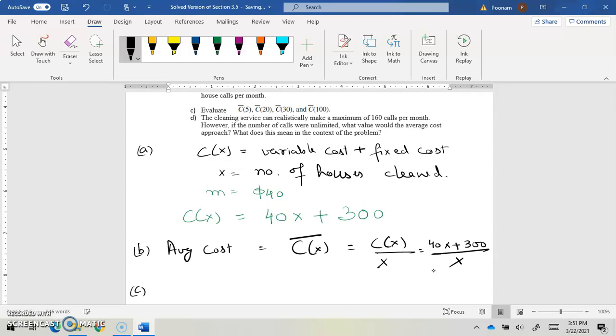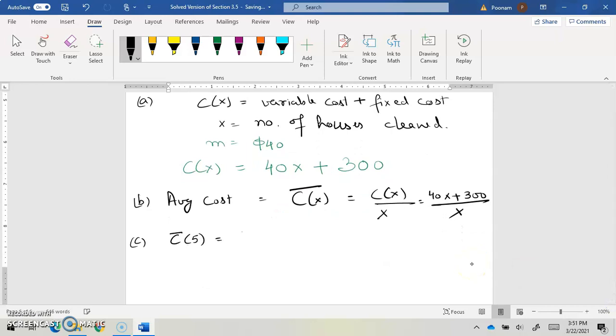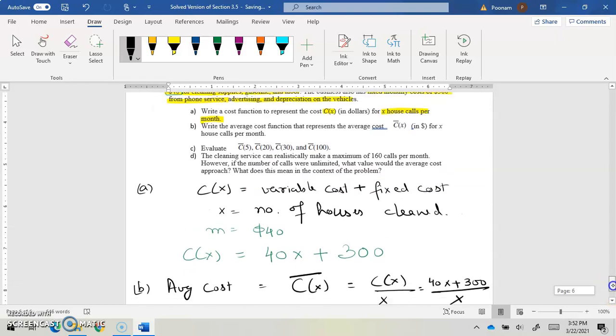Now they are saying evaluate the average cost at 5. So you have to find the average cost for cleaning 5 houses. That would be 40 times 5 plus 300, divided by 5, which would be 200 plus 300 is 500, divided by 5, which is 100. So the average cost of cleaning 5 houses is $100.